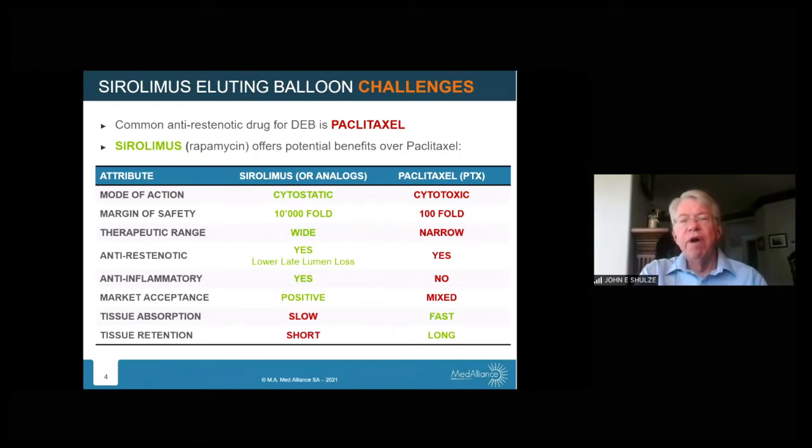As you know, if you're working in the coronary space, sirolimus has largely replaced paclitaxel as an anti-restenotic drug because it's a cytostatic drug. It has a wide margin of safety. But most importantly, the anti-restenotic efficacy of sirolimus, with lower late lumen loss, has been established in coronary trials to be better than the use of paclitaxel.